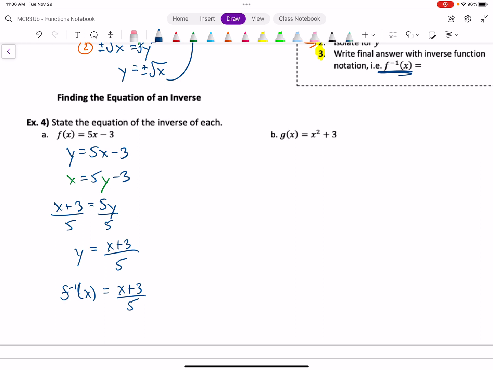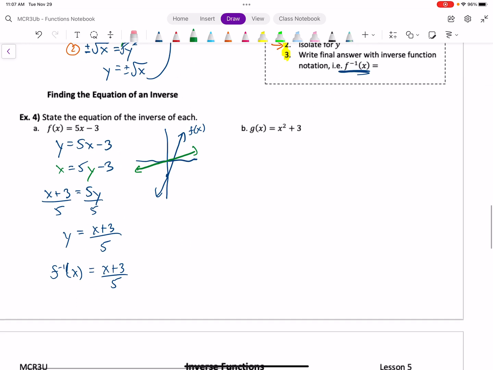There's my inverse equation. Just so you get a visual of this, if I graphed the original, it would look like this. It's got a y-intercept of negative 3. That would be f of x. And then the inverse of this would be one that's much more shallow, like this, something like that. And so here, my original was a straight line, and my inverse will remain a straight line. It doesn't change, and that will always be the case as well. Sometimes it's nice to see all the connections.